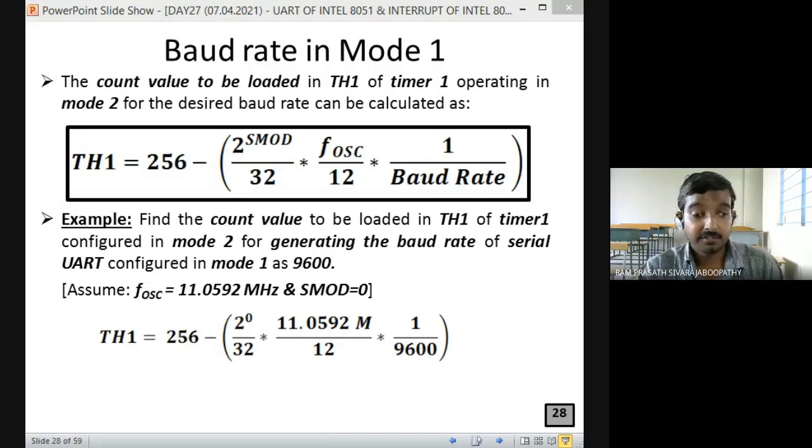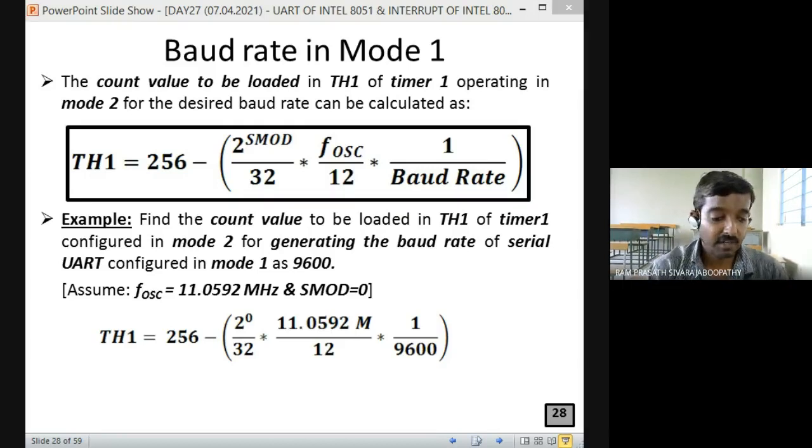I will tell you how to do this without memorizing the formula. First, FOSC divided by 12, we have to do that. So you will be getting 921600, correct? Again, this value is divided by 32 or 16 based upon the SMOD bit. SMOD bit 0 is divided by 32. So we divide. What value are you getting? 28800. This is the value.